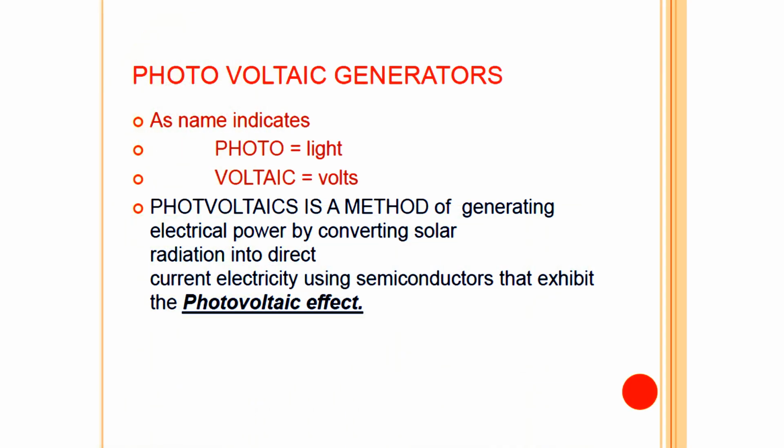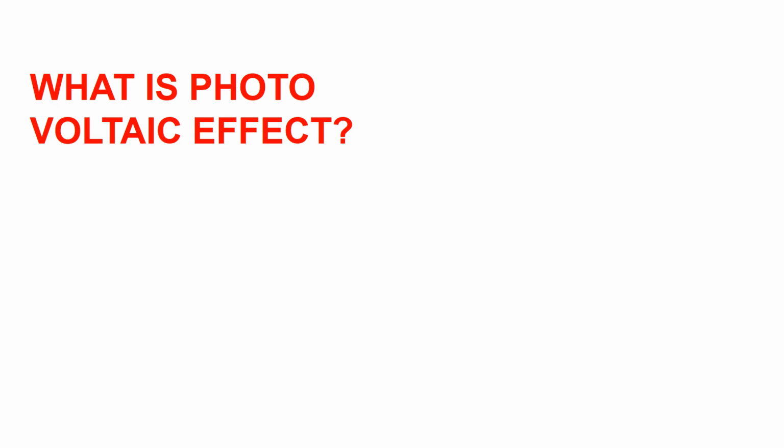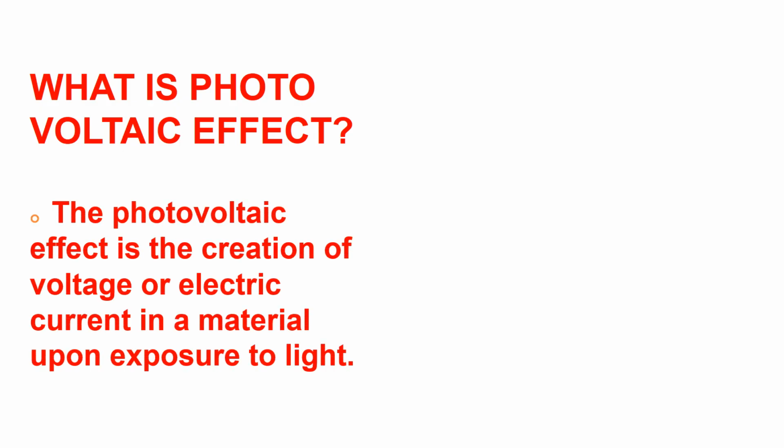As the name indicates, photo means light, voltaic means volts. Photovoltaics is a method of generating electrical power by converting solar radiation into direct current electricity using semiconductors that exhibit the photovoltaic effect. What is photovoltaic effect? The photovoltaic effect is the creation of voltage or electric current in a material upon exposure to light.